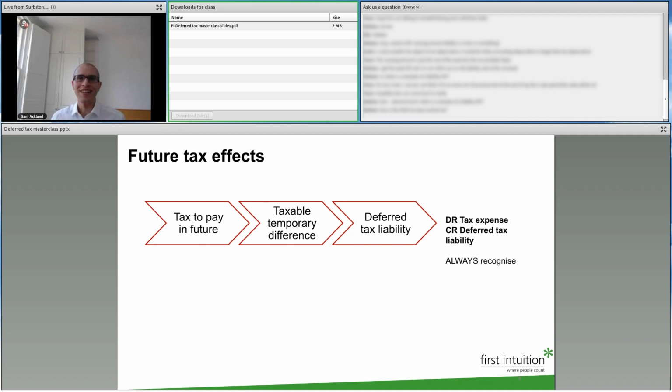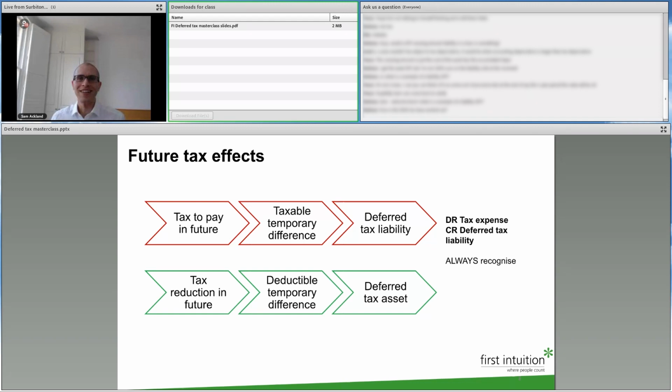To put the deferred tax liability in my accounts, I debit my tax expense in the profit and loss, and I credit my deferred tax liability on the statement of financial position. And you have to always recognize deferred tax liabilities.